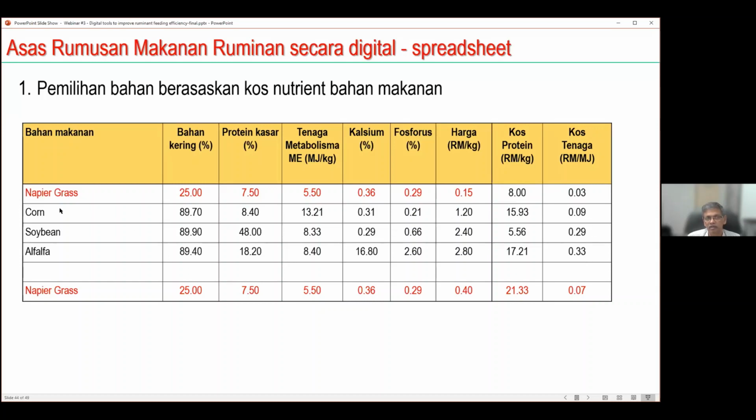Corn is an energy source, soybean is a protein source. That is why in terms of energy, corn is the cheapest, at only 9 cents, because it is an energy source. If I use Napier, it is cheap for energy, but my protein is not enough. So you see the balance, we have to balance both. Otherwise, we will have enough energy but not enough protein, or too much protein but not enough energy. Or we can use grass, but the cost will increase because it is so high. So there is a balance between cost, nutrient, and what the ingredient can supply.